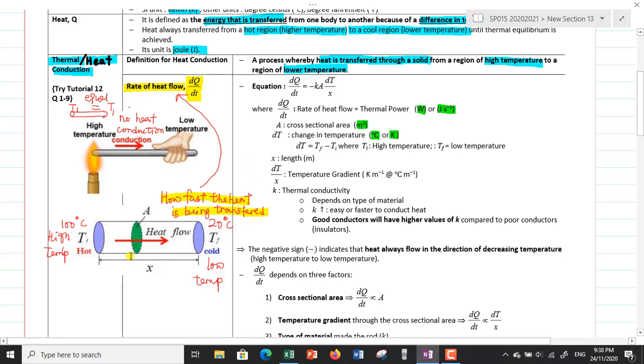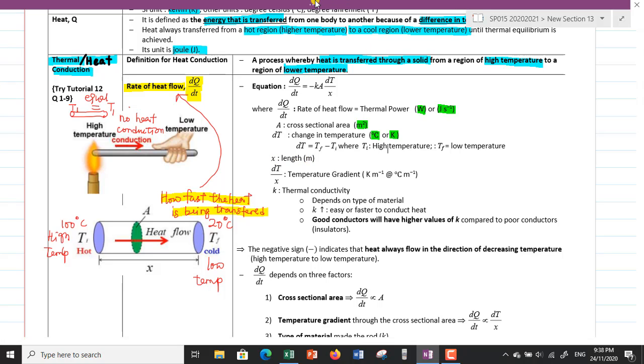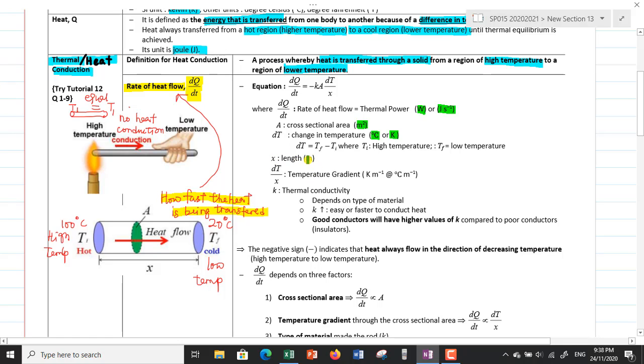x represents the distance traveled by the heat, or we call it length. The unit for sure is meter. If we take dT over x, the whole term dT over x is what we call the temperature gradient. The unit is Kelvin per meter, or degrees Celsius per meter. So K represents what we call thermal conductivity.